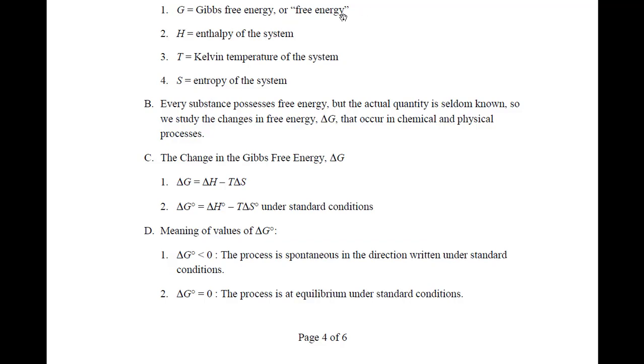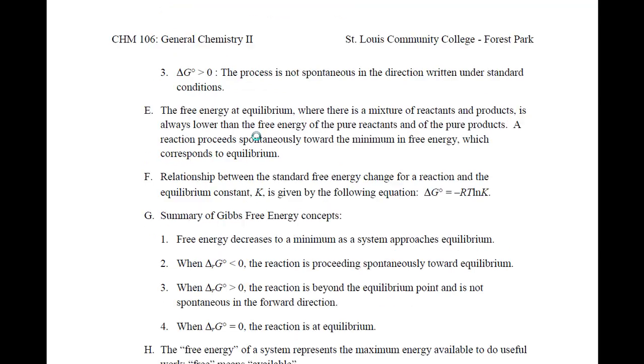There it is. All right. And we already know the meaning here. So, all right. Let's go down here to letter F. The relationship between the standard free energy change for a reaction and the equilibrium constant K is given by this equation, delta G0 equals minus RT ln K. This is something you need to do also. There's a lecture problem for this, so let's solve this problem as well.